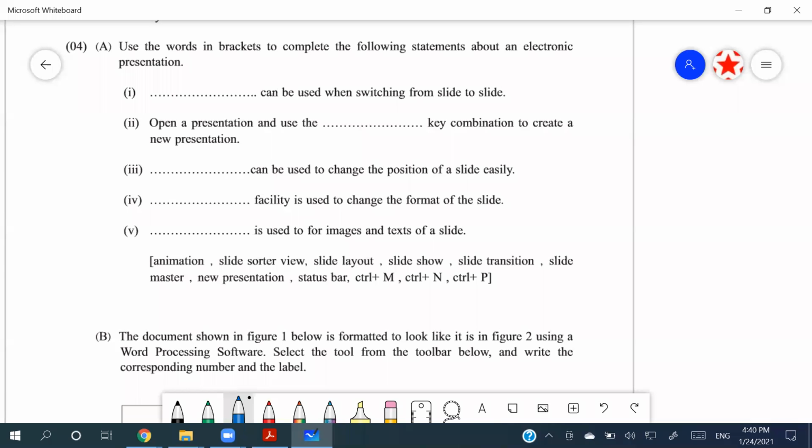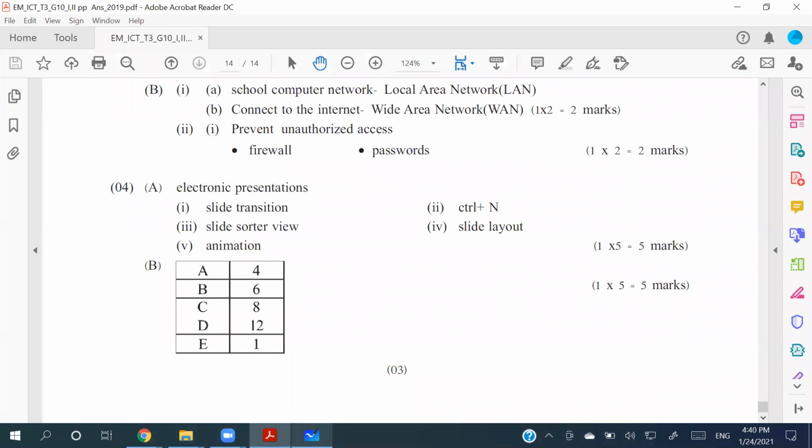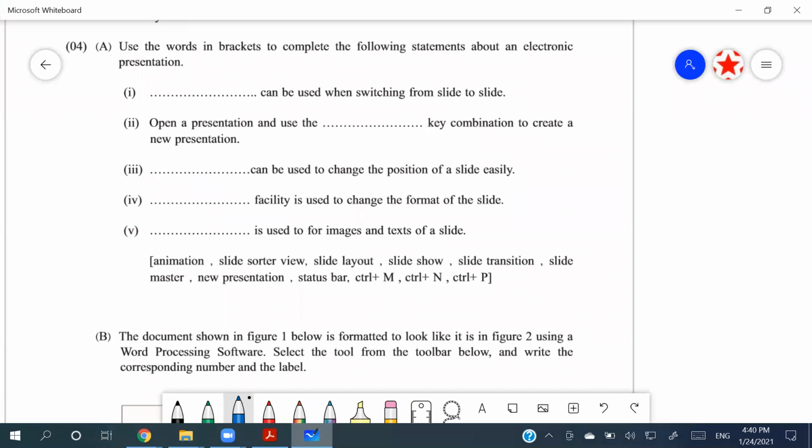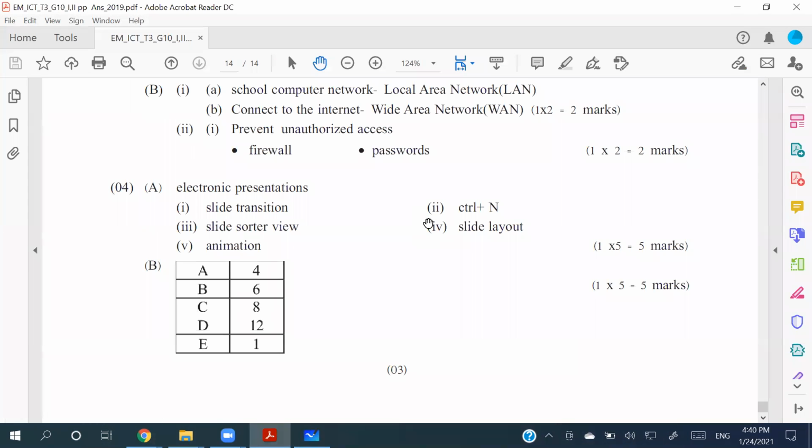The last one, blank, is used for images and text of a slide. So as it says, animation is used for images and text of a slide, right? So the animation. So go with the answers. First one, slide transition. Second, Control N. Third, slide sorter view. Fourth, slide layout or slide master. Fifth, the animation, right? So 1 mark for each.